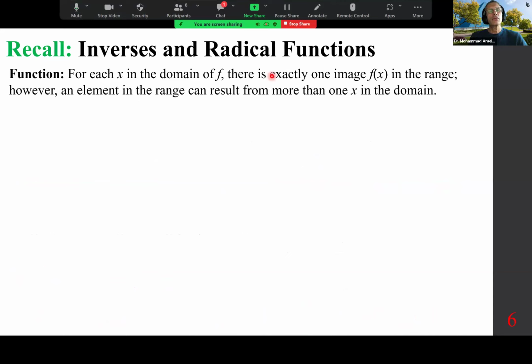Inverses and radical functions. A function has the following definition. For each x in the domain of f, there is exactly one image f of x in the range. However, an element in the range can result from more than one x in the domain.